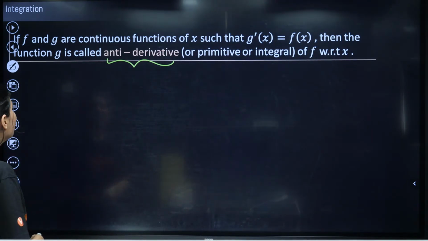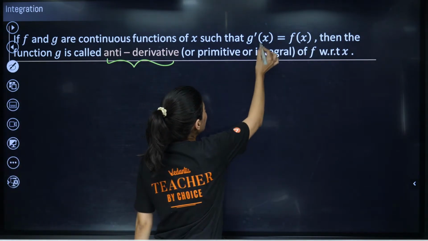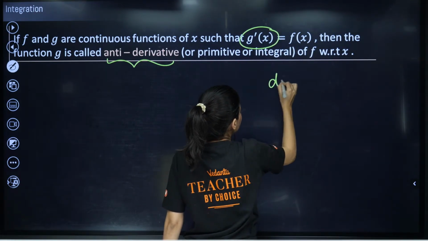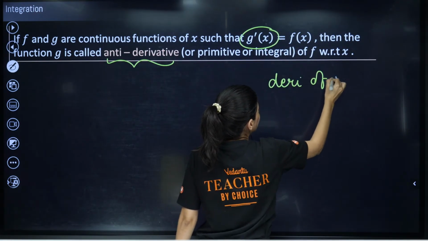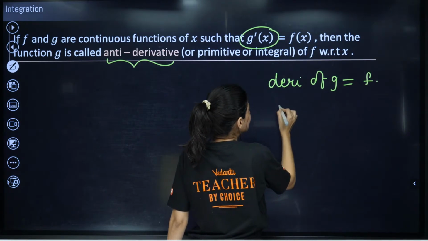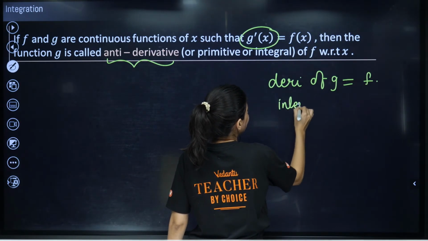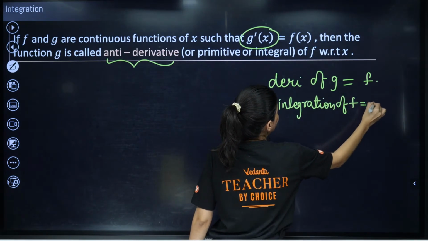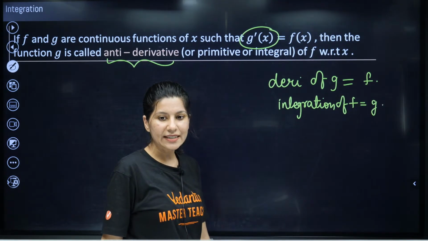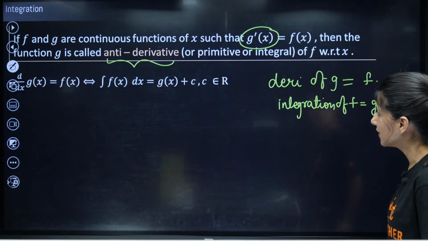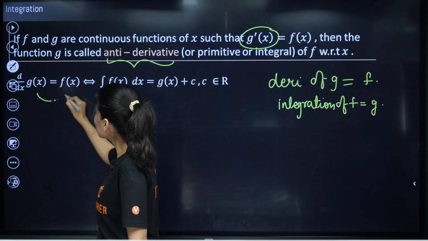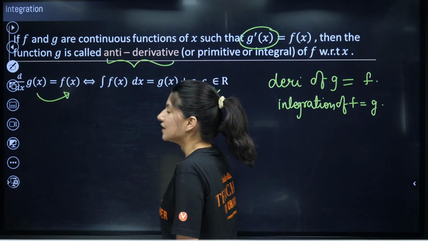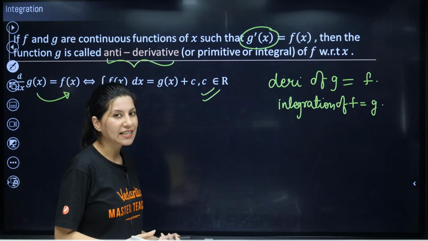Okay, so if f and g are continuous functions such that g dash x, the derivative of g, is f. So derivative of g is equal to f. That means integration of f will be equal to g. Integration of f will be equal to g, right? So again, derivative of g is coming out as f. That means integration of f will come out as g. So this is the basics of integration, I will say.